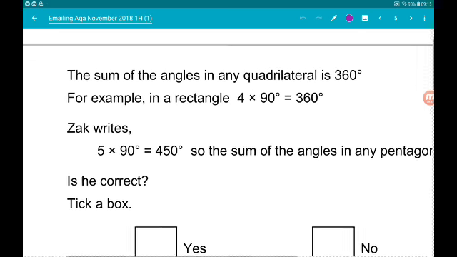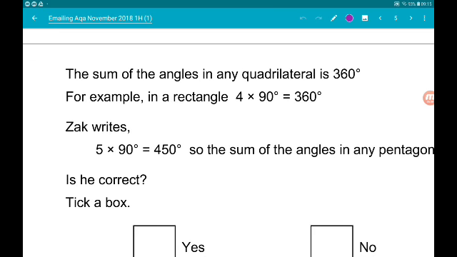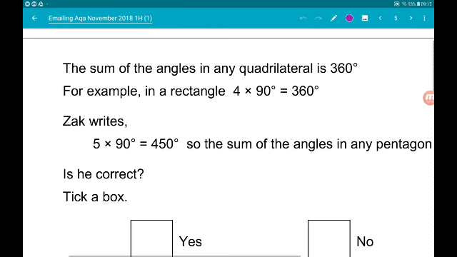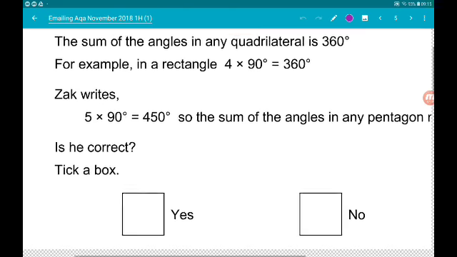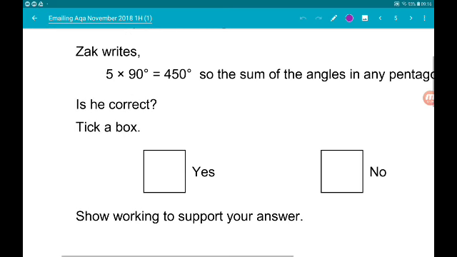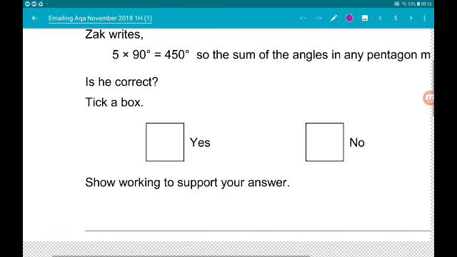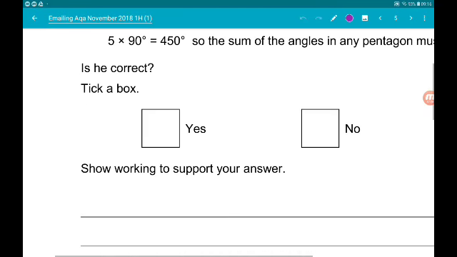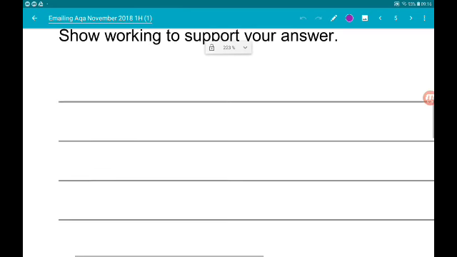The sum of the angles in any quadrilateral is 360 degrees. True story. For example, in a rectangle, 4 times 90 is 360. Is that correct? 5 times 90 is 450. So the sum of the angles in any pentagon is 450. Is that correct? Tick a box. Show working to support your answer. Okay, so he's wrong.